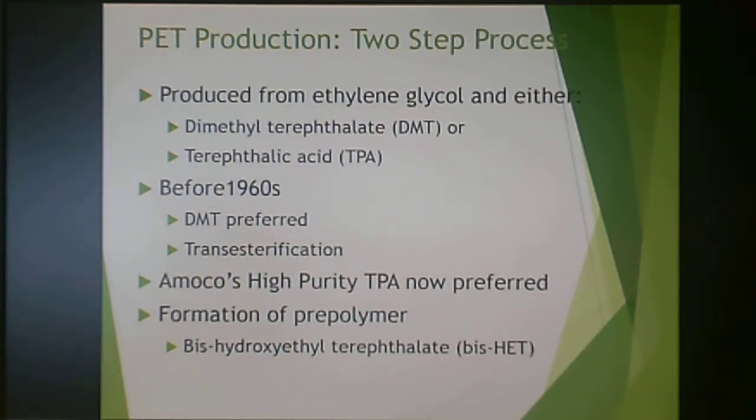PET production is a two-step process. It is produced from ethylene glycol and either dimethyl terephthalate, DMT, or terephthalic acid, TPA. Before the 1960s, the DMT method was preferred. That's a transesterification reaction. But now, Amoco produces very high purity terephthalic acid, and so the direct polycondensation method is preferred. In each case, you're forming a prepolymer, and that prepolymer is bis-hydroxyethyl terephthalate, or BIS-HET.